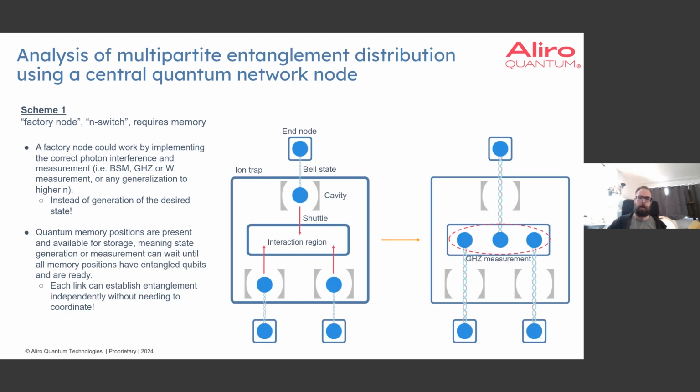This can equivalently be thought of in the same way as before, where we have a generalized measurement happening. The key difference is that we have memories in place, so that each link can establish elementary entanglement independently of each other. And so I just wanted to mention that it may be easier to generate the required state, or it may be easier to do the corresponding measurement. Whatever way is easiest for your hardware, the idea is the same.